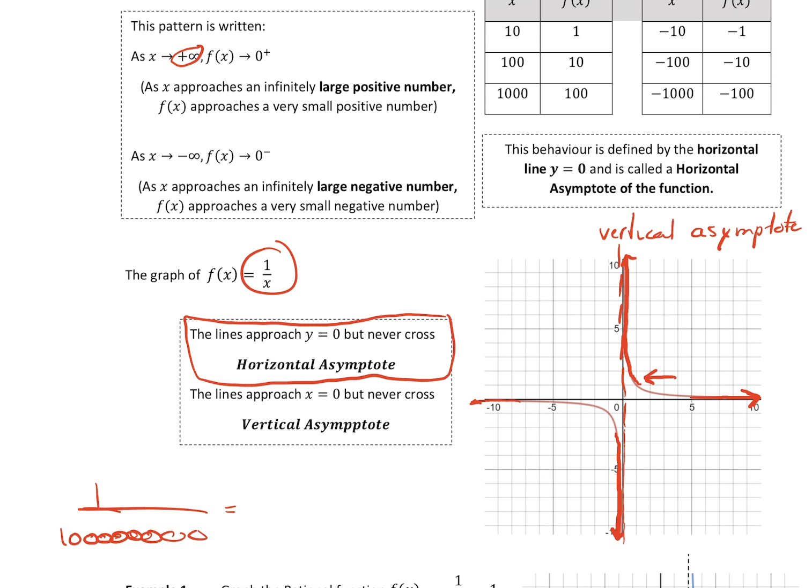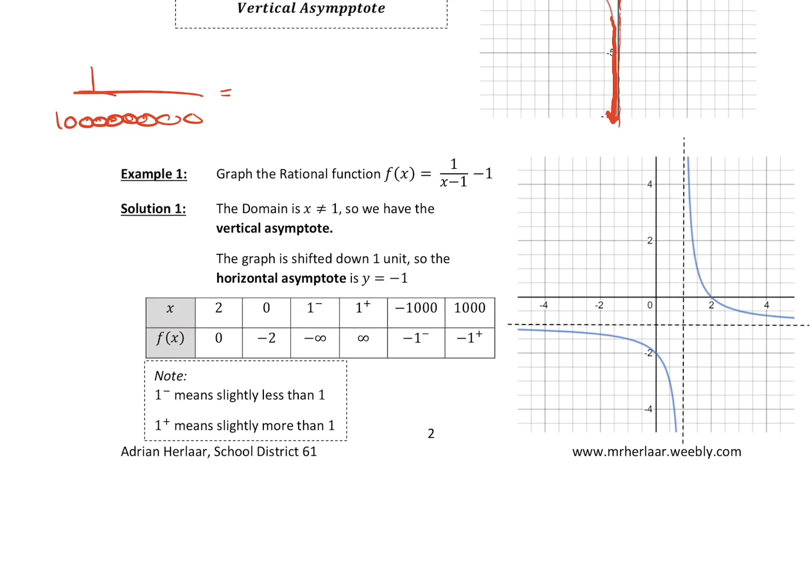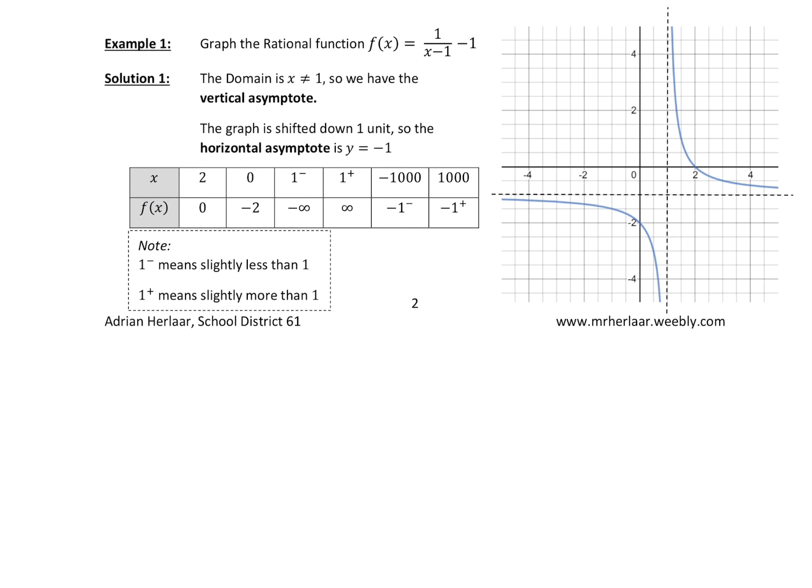Now, one special thing about a horizontal asymptote. Horizontal asymptotes are as x approaches positive and negative infinity. Because you can cross a horizontal asymptote, which I'll show you in a little bit, but you will never cross a vertical asymptote. A horizontal asymptote only matters as we approach infinity, as we go infinitely that way and infinitely that way.